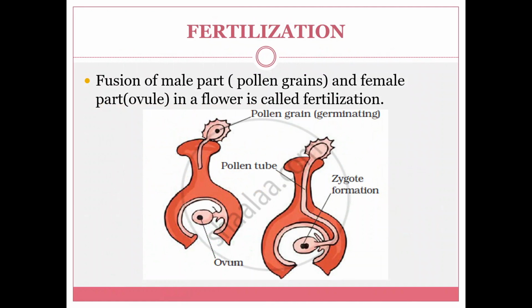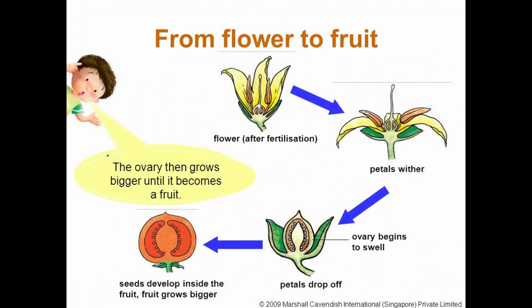Fertilization takes place and results in the formation of a zygote. So what is fertilization now? Fusion of male part, that is pollen grains, and female part, that is ovule, in a flower is called as fertilization. As you can see here clearly, when the pollen grain has fallen on the stigma, it produces a pollen tube. Through the pollen tube, the male gamete reaches the ovule and thus the zygote formation takes place. Now the zygote is formed. Let's see here what happens after that.